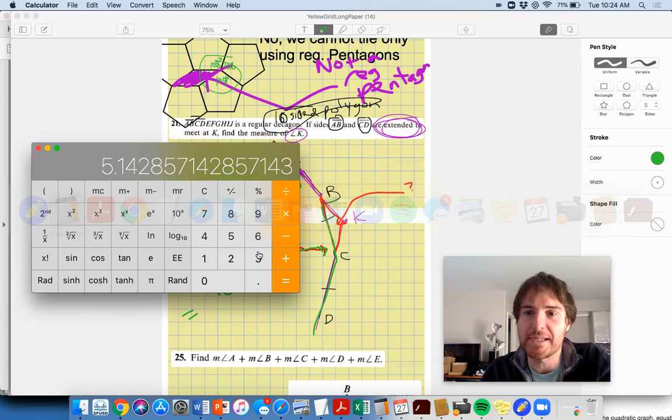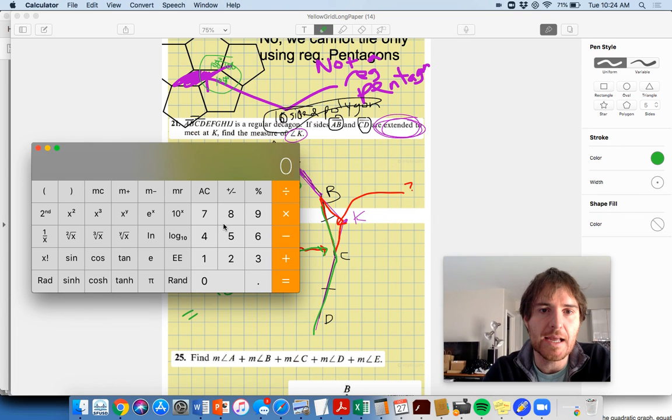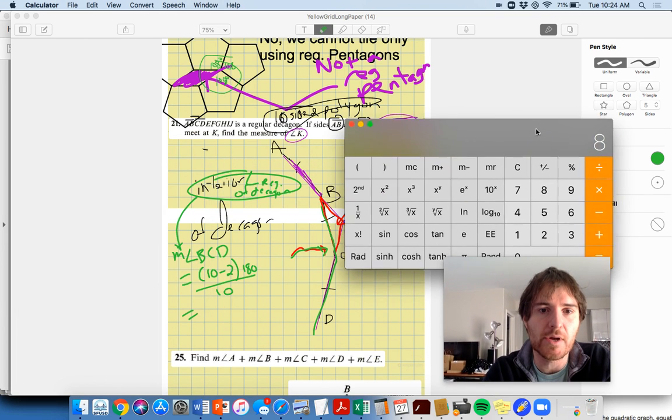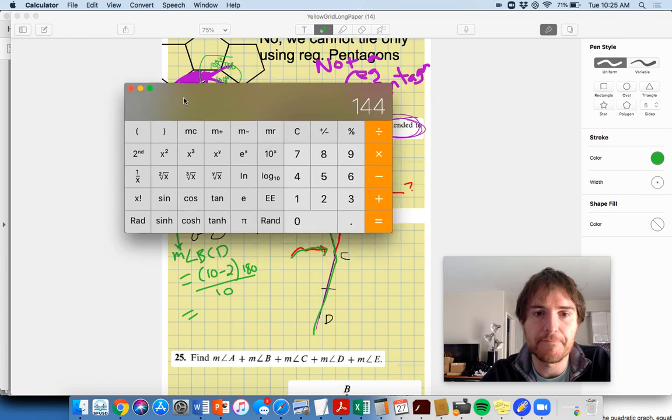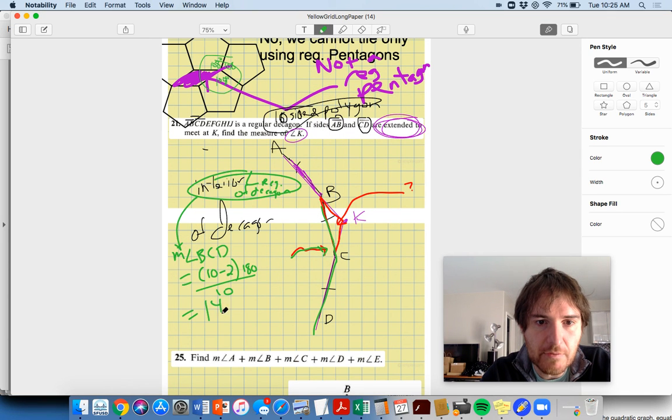I'm going to go to my trusty calculator for that. No reason to expend that brain space. So here we go, 8 times 180 divided by 10, that's 144 degrees. Friends, that is 144 degrees.